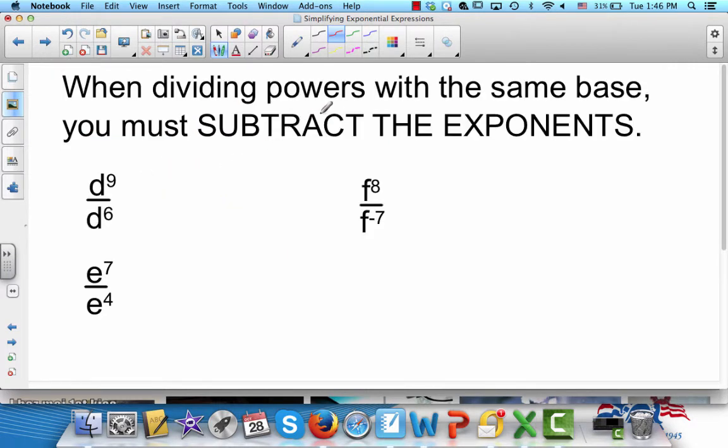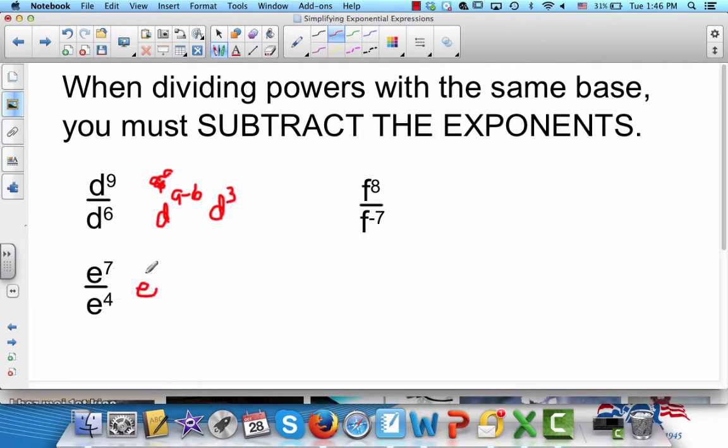When dividing powers with the same base, now when you're multiplying powers with the same base, you add the exponents, then it makes sense that when you're dividing powers with the same base, you have to subtract the exponents. So we have d to the 9 over d to the 6. That would be d to the 9 minus 6, or just d to the 3rd. We've got e to the 7 over e to the 4.